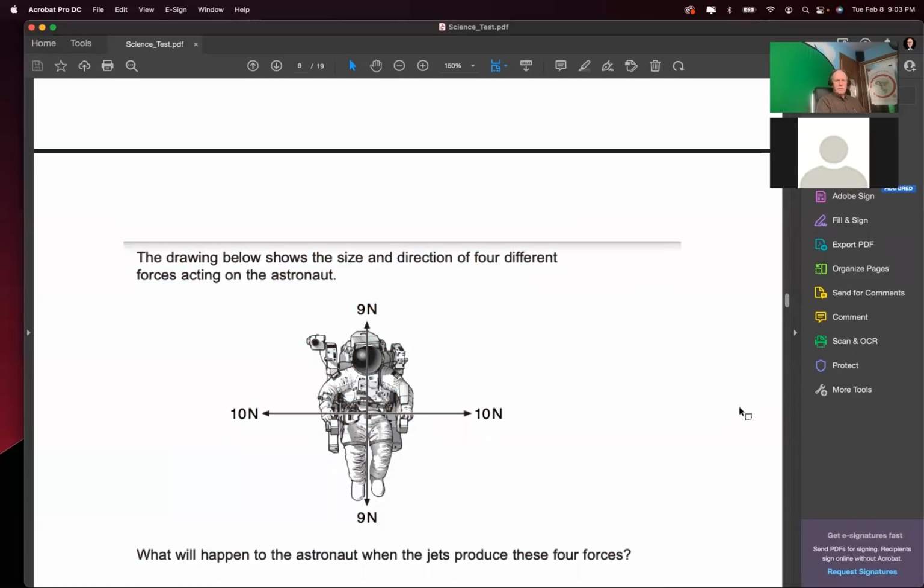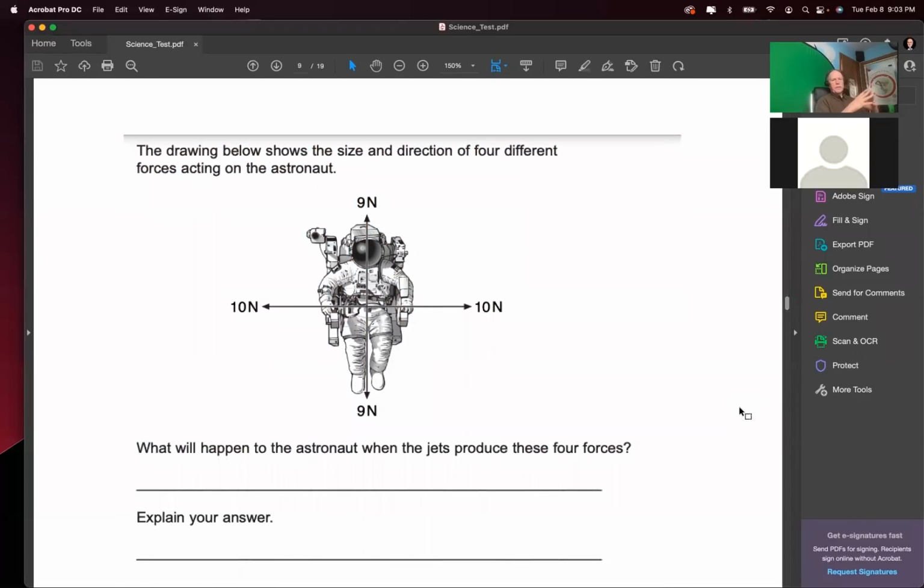In what direction will the astronaut move and why? Well, he wouldn't accelerate. So you say no direction, and why? I guess the four forces perfectly cancel each other out. The opposite direction arrows all cancel each other out. Is there another name for that? You could say the net force is 0.